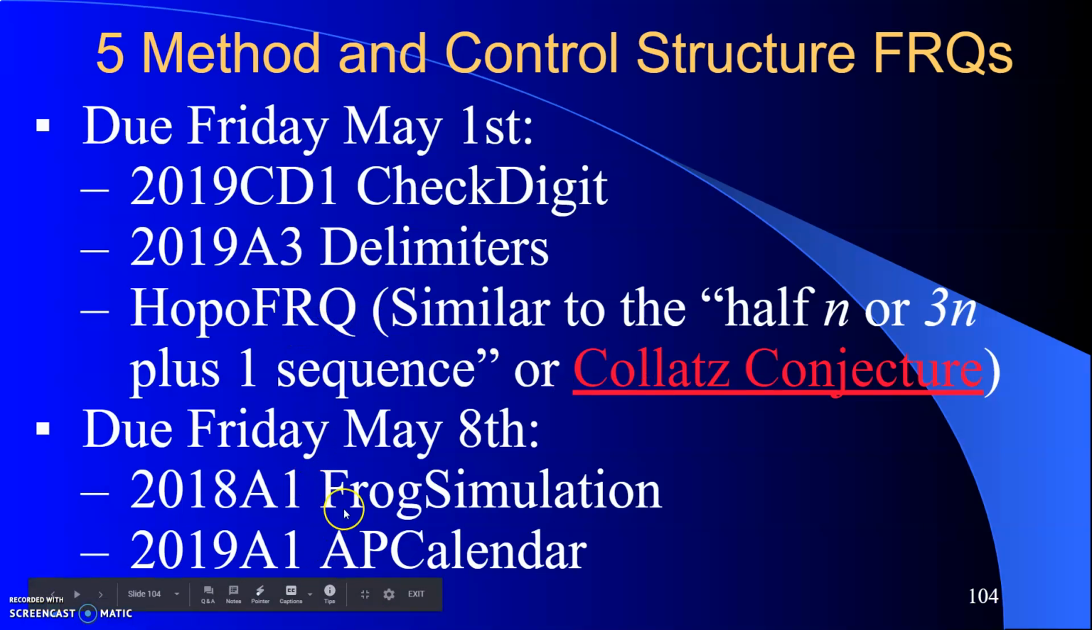Then we're going to have 2 more that are due May the 8th: the frog simulation, which uses random numbers, and another kind of mathy one, the AP calendar. That was from 2019. So 2019 actually had a couple of mathy problems on it between check digit and the, well, check digit actually is the course description problem. But yeah, there's some mathy ones here.